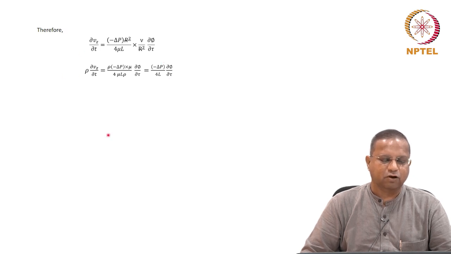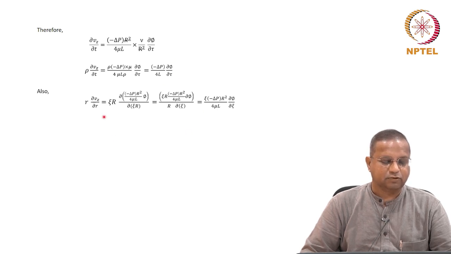So now we have all the terms of the equation in terms of the non-dimensional numbers. Let's just plug them back in. And of course, we still have this ∂vz/∂r. So r ∂vz/∂r, which appears, in terms of the non-dimensional numbers is nothing but r is xi capital R. ∂vz was minus delta p R squared phi by 4 mu l. ∂r is ∂xi R. That will turn out to be xi R.